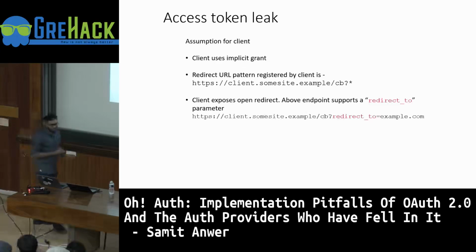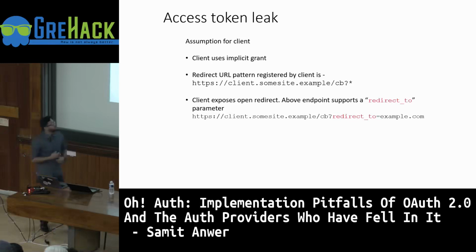So a few assumptions that I'll make here to make this attack more understandable, because it's a pretty complicated attack. We'll be using the implicit grant, but this attack is also applicable to auth code grant flows. In auth code grant flows, you'll be leaking the auth code instead of the access tokens, but in implicit grant, you'll be leaking the access token.